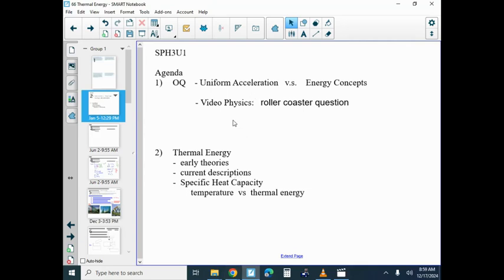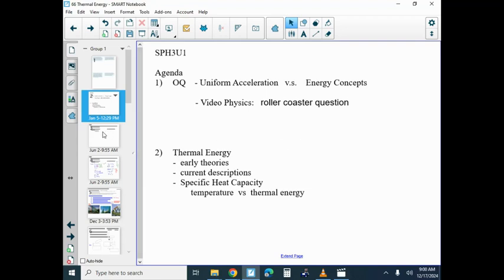Hello everyone. This next lesson we're going to look at thermal energy concepts. So what they used to think, current descriptions, what specific heat capacity of different substances means and what some numbers are, how to work with them, and so on.